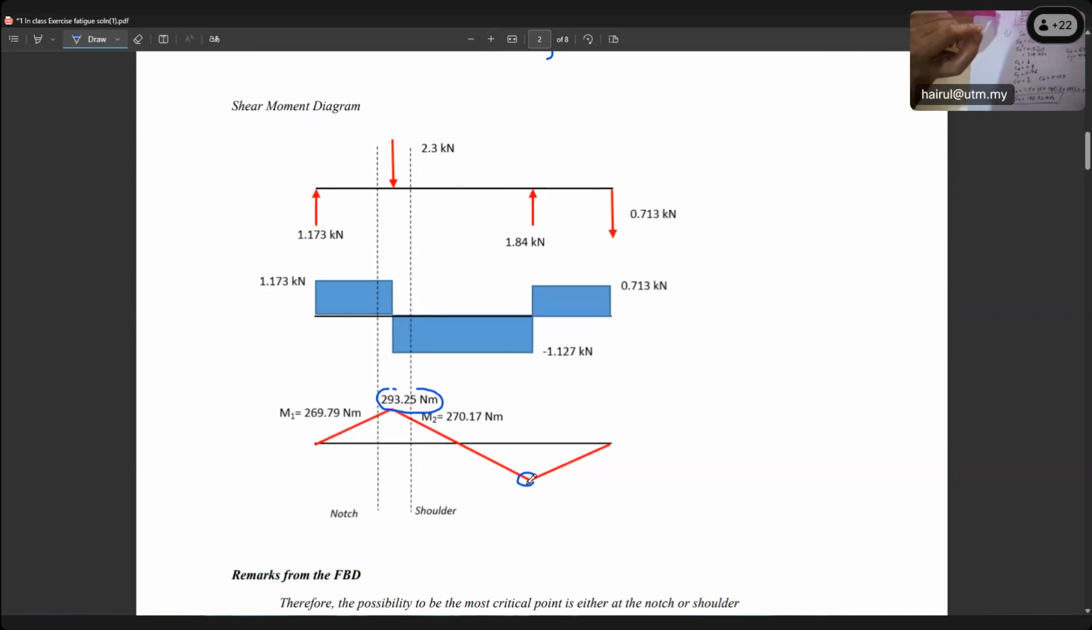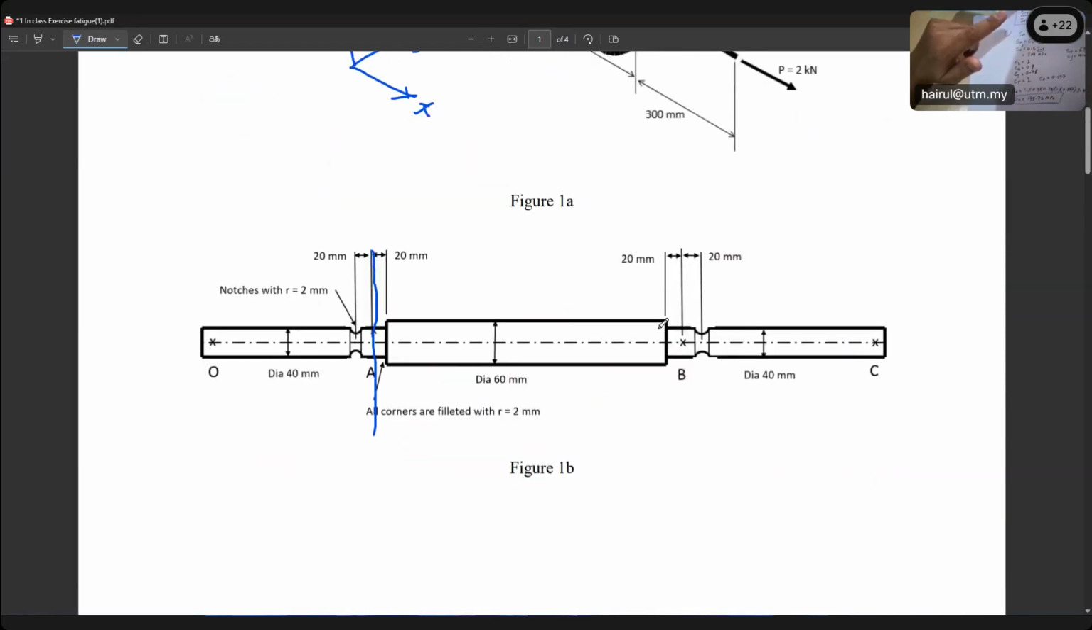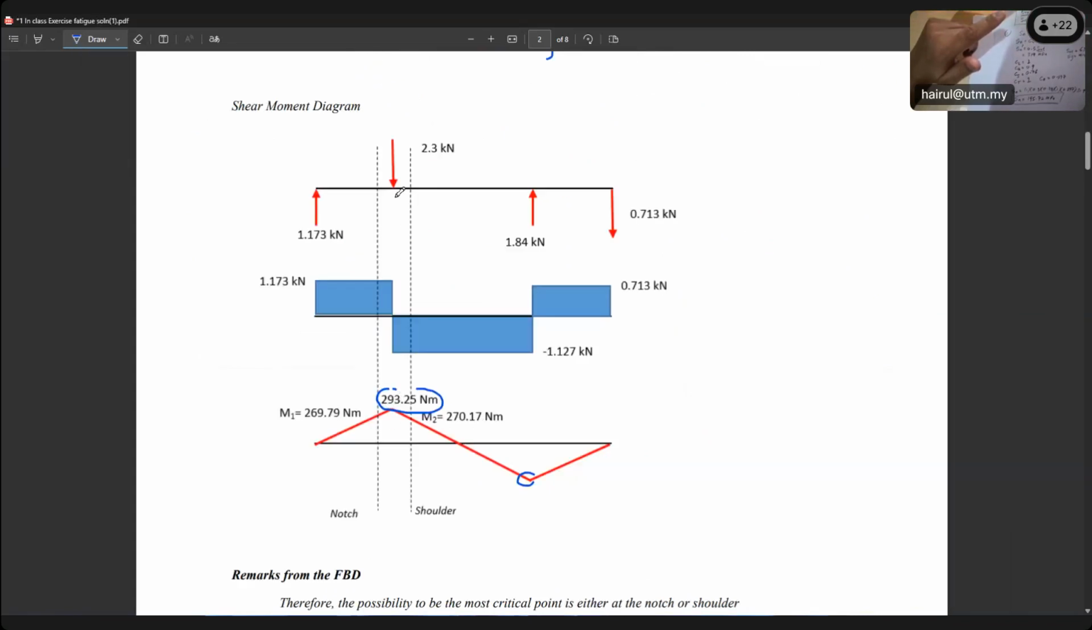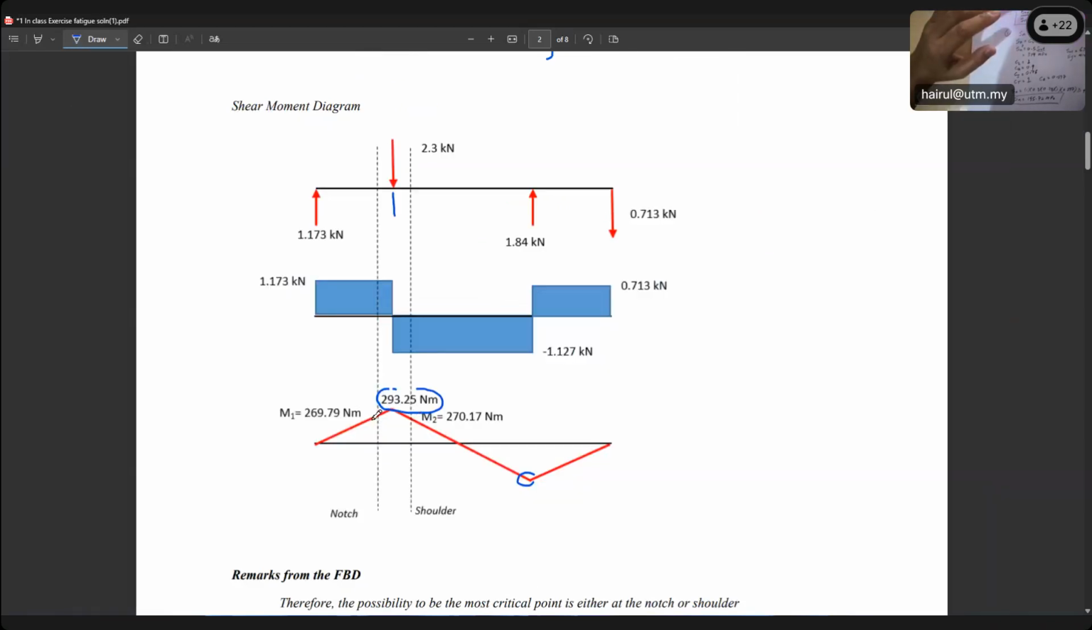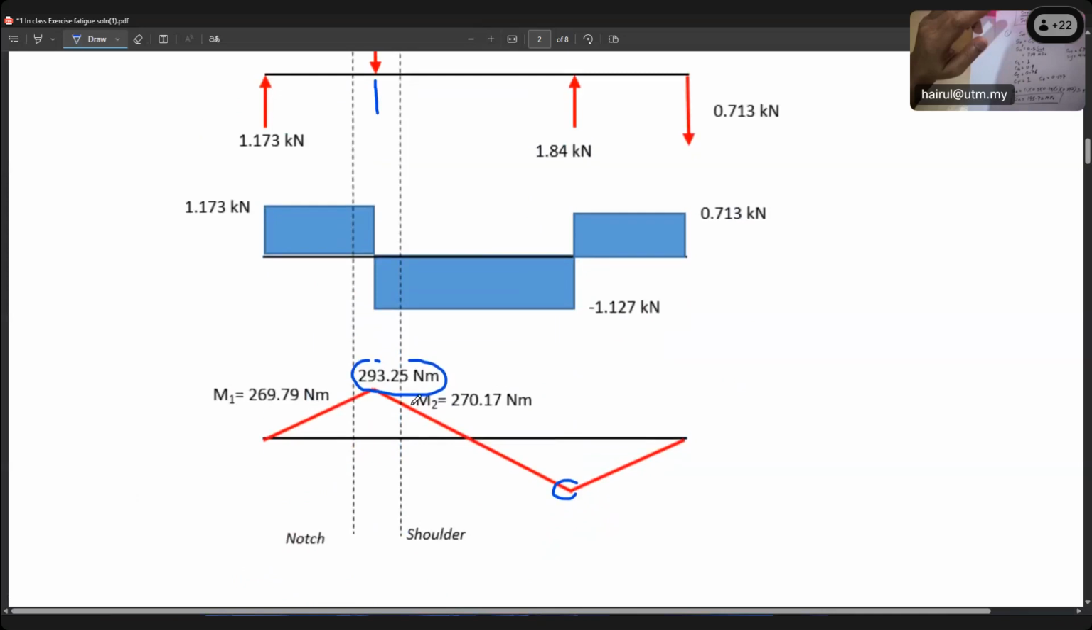Actually, this one is much lower, because this is the negative side at the shoulder, at the right side of the shaft. This one here, because we have pulley B. Pulley B is here, and pulley A location is here. 293. Can you see? This is the level of pulley A. If you look at the diagram, the shoulder is 20 millimeter shifted to the right and the notch 20 millimeter to the left. If you look at the shear diagram, we have M2 and M notch. M2 is for the shoulder. This one I don't need to explain to you. You can get this.